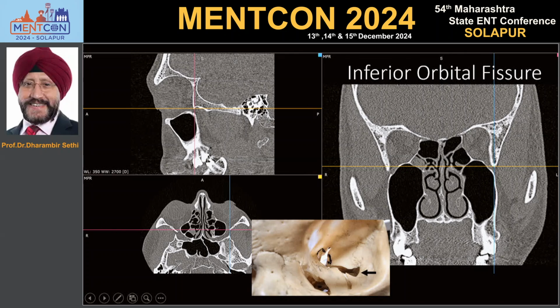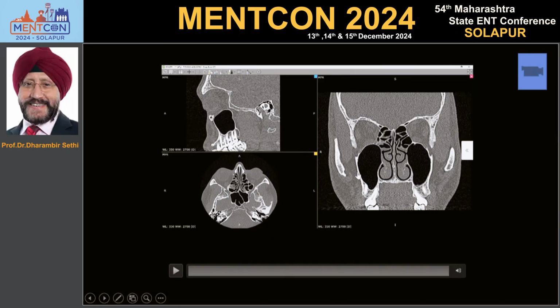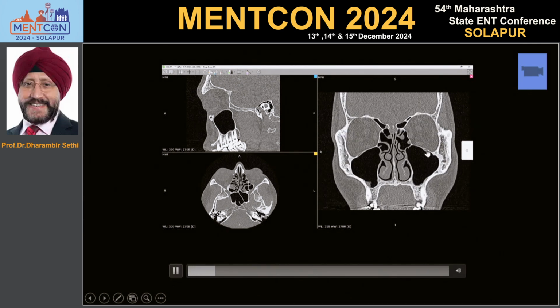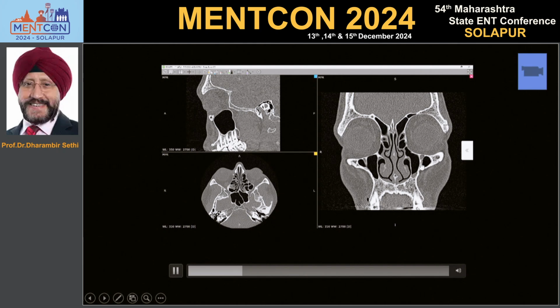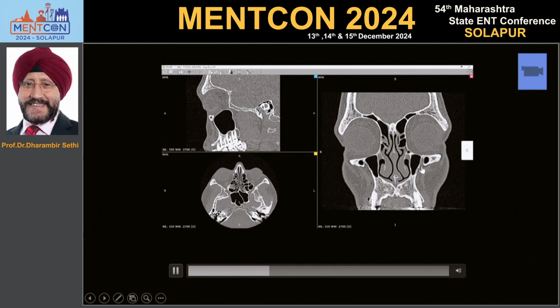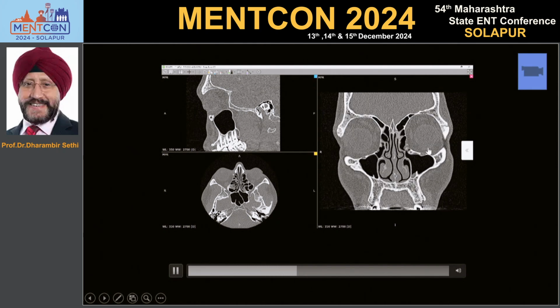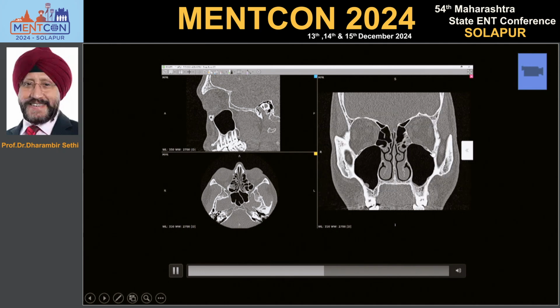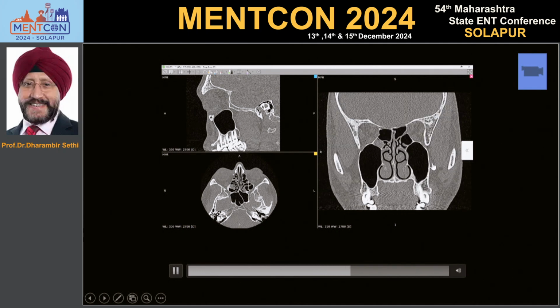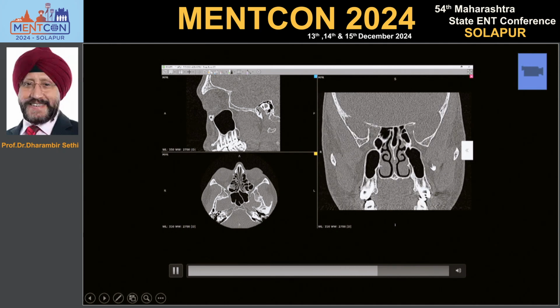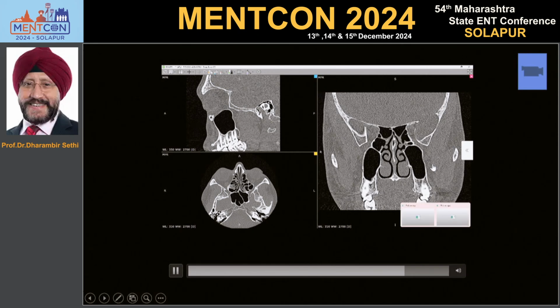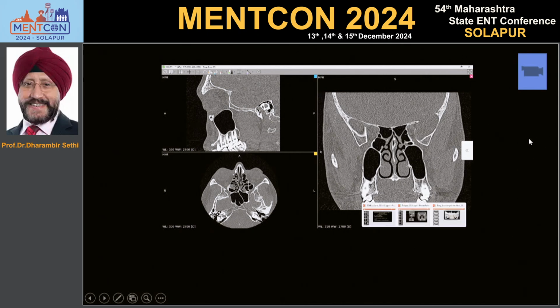Let me see if this video will work. Okay, you see this, follow the infraorbital fissure, and you can see the nerve coming anteriorly, and it ends here. Then it runs into the pterygopalatine fossa and into the foramen rotundum.